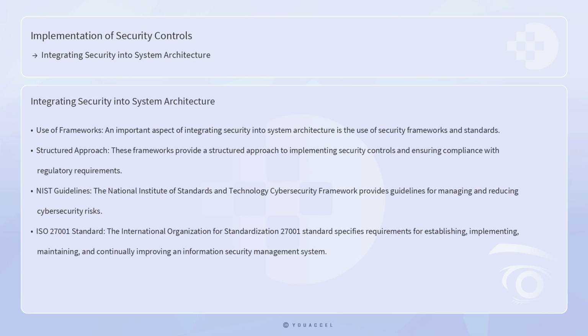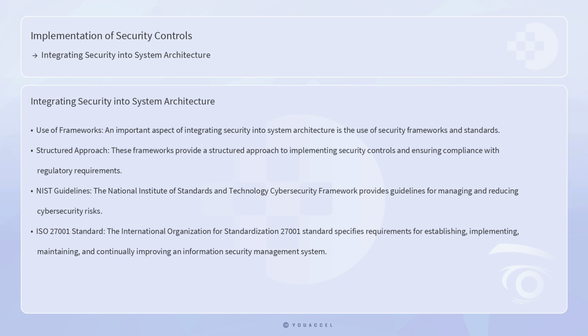An important aspect of integrating security into system architecture is the use of security frameworks and standards. These frameworks provide a structured approach to implementing security controls and ensuring compliance with regulatory requirements. For example, the National Institute of Standards and Technology Cybersecurity Framework provides guidelines for managing and reducing cybersecurity risks, including identifying, protecting, detecting, responding, and recovering from security incidents.